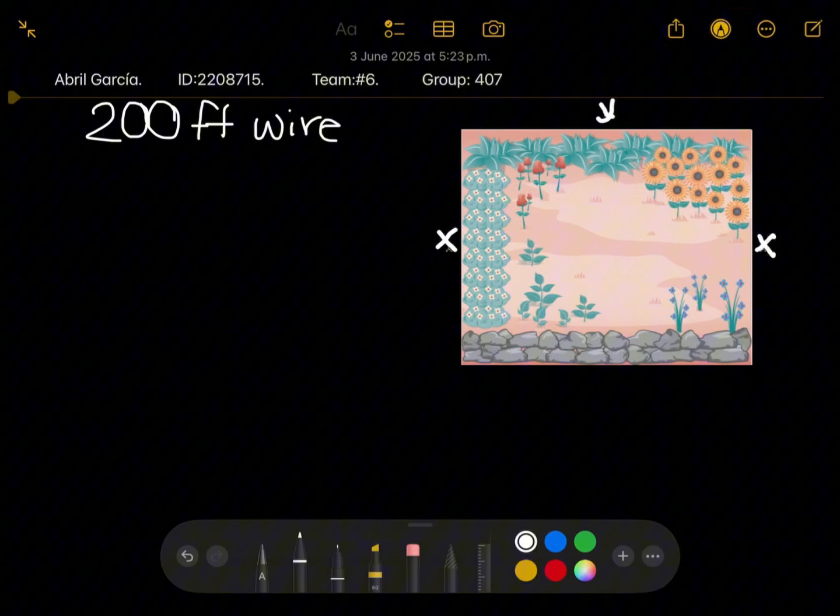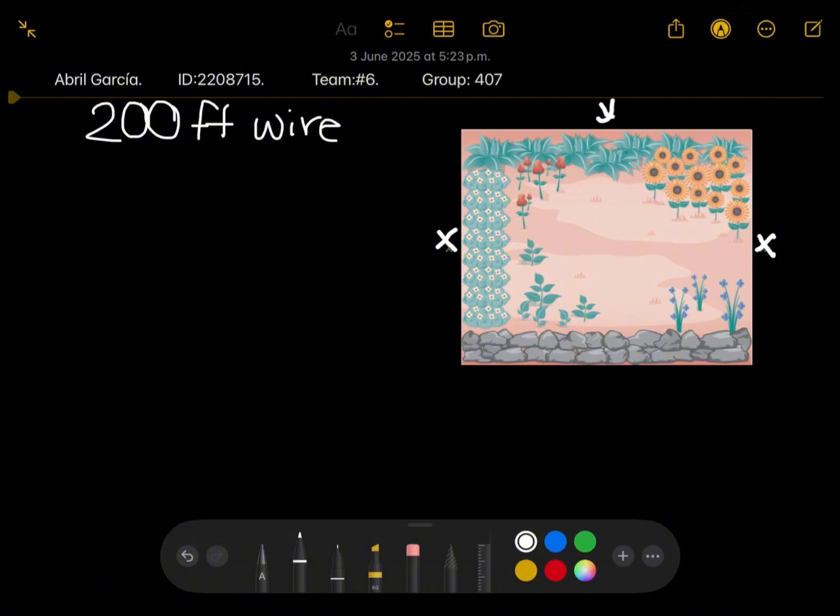Hello, my name is Abril Garcia, and I'm going to explain step 2 of the optimization problem. As you can see in the image, we have a garden that we're going to protect using 200 feet of wire, on only 3 sides. On the fourth side it is covered by rocks, which is why we won't put wire in that area.